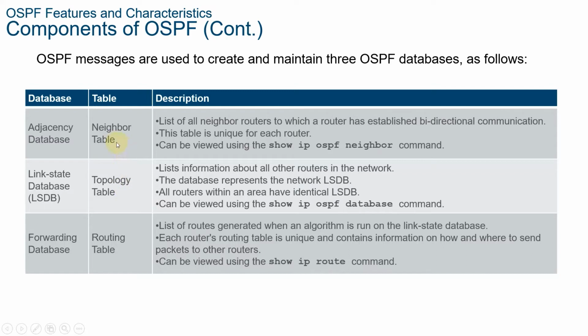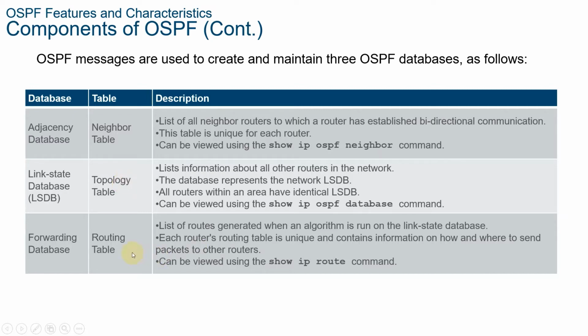So when you say neighbor table, it lists down all the neighbor routers with which a router has established bidirectional communication. The topology table lists information about all the routers in the network. So the database represents the network LSDB. All routers within an area have an identical LSDB.